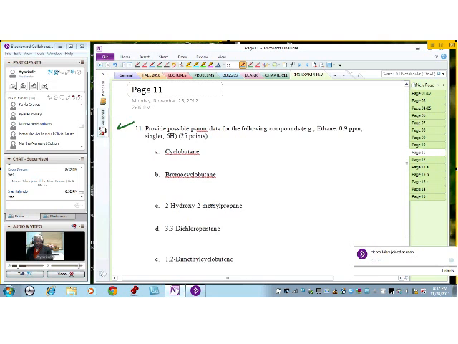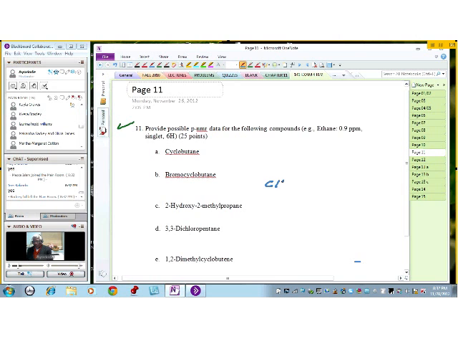Okay, now let us do this one here. 2-hydroxy-2-methylpropane. Let us see what that looks like. Propane, that's a 3 carbon chain. 2-methyl. Okay, very good. And that is this here.